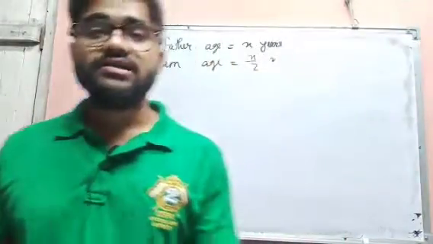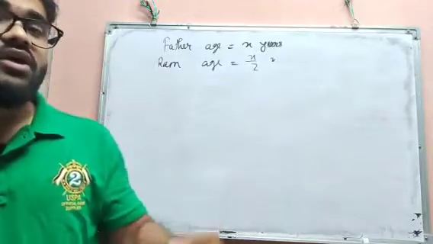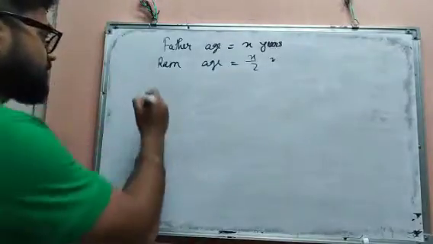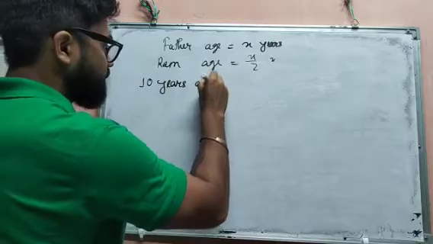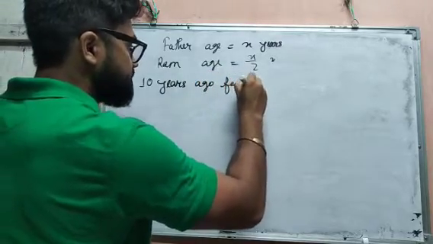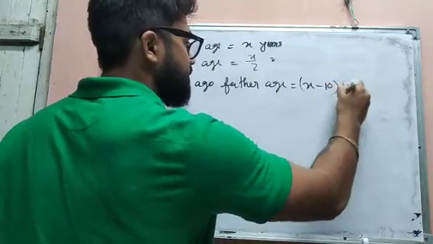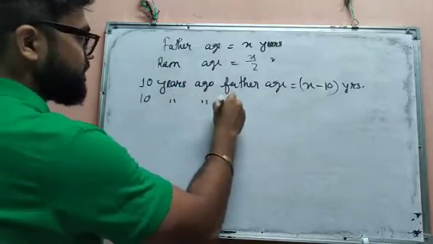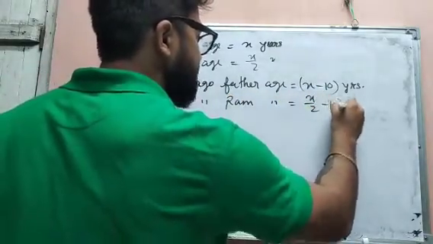Again it is said, 10 years ago. Just now I have told you, when we have to go to the past, I have to subtract. So 10 years ago, the father's age will be present age minus 10. So 10 years ago, father's age equal to x minus 10 years. Again, 10 years ago, Ram's age equal to x by 2 minus 10 years.